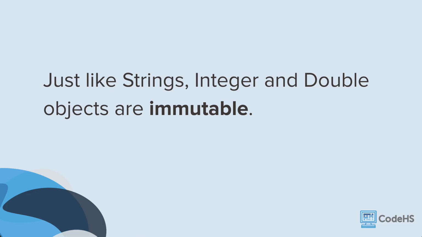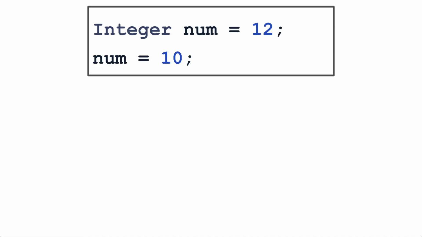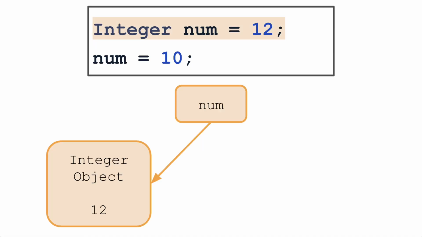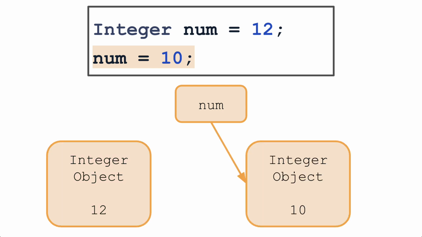Just one more note. Just like strings, Integer and Double objects are immutable. This means that once created, an Integer or Double object's attributes cannot be changed. Let's look at a quick example. Here, you create an Integer object and assign it a value of 12. Because an object is a reference type, the variable num actually points to the Integer object stored in memory. Then, in line 10, you assign a new value of 10 to the variable num. But the original Integer object that stores 12 is immutable and cannot be changed, so the program creates a new Integer object with a value of 10.